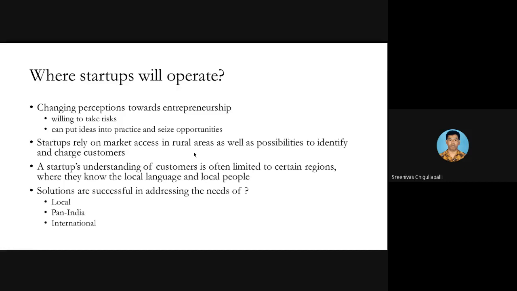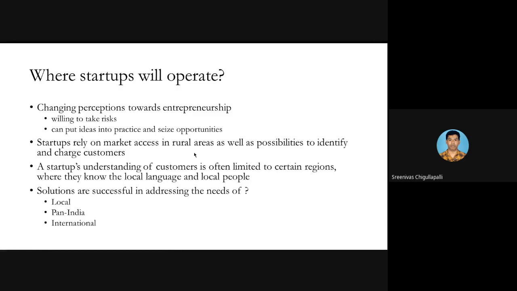Yeah, so where will these startups operate? Basically, these technology-based startups, either technology as a product or technology as a service, will all operate in these rural markets. So you have to identify the possibilities and gather enough evidence so that the customers have this willingness to pay for your product or your service. And these days, entrepreneurs are willing to take risks, put ideas into practice, and seize these opportunities. So at this juncture, it is very important to go to the root cause of the problem and identify your correct customer segment.